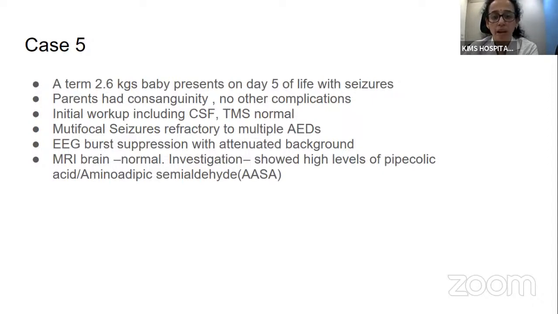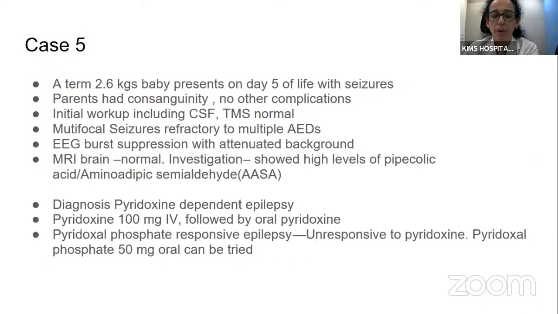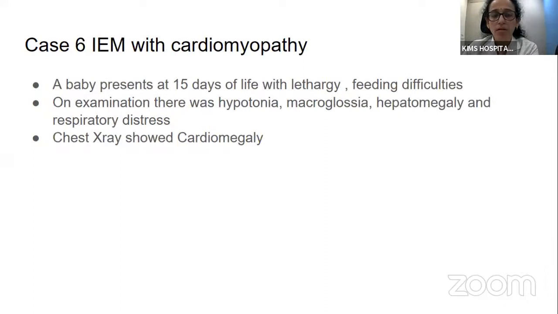So the diagnosis in this case was shown to be pyridoxine dependent epilepsy, which is one of the causes for refractory seizures, as we have seen before. Suppose the baby does not respond to pyridoxine also, then the other possibility would be pyridoxal 5-phosphate responsive epilepsy. So in pyridoxine dependent epilepsy, we'll be giving pyridoxine 100 mg IV followed by oral therapy. In pyridoxal phosphate responsive epilepsy, pyridoxal phosphate 50 mg oral can be tried. So we have finished the IMs presenting as neonatal seizures.